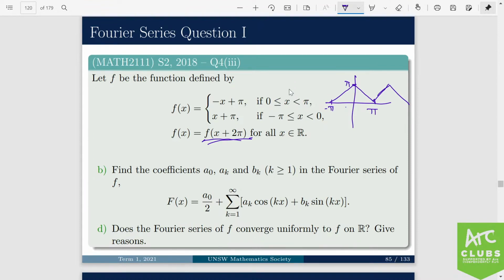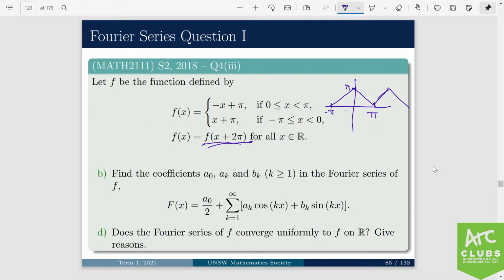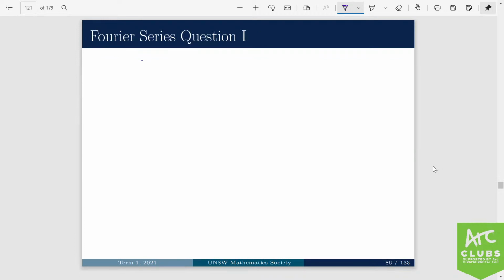So for part B, find the Fourier coefficients for this Fourier series. This is usually the standard question they start with because in order to work with our Fourier series, we need to know what the Fourier series actually is. So we just plug in the formulas. Actually, I think I'll remember it. Hopefully you guys remember it as well.